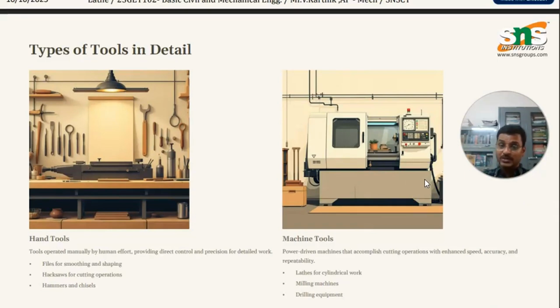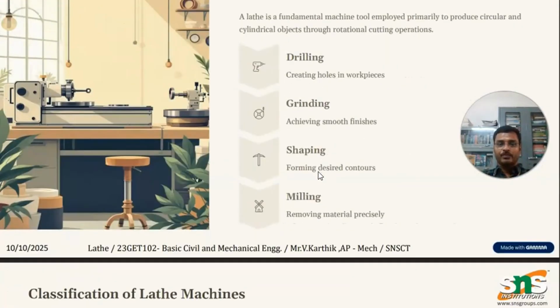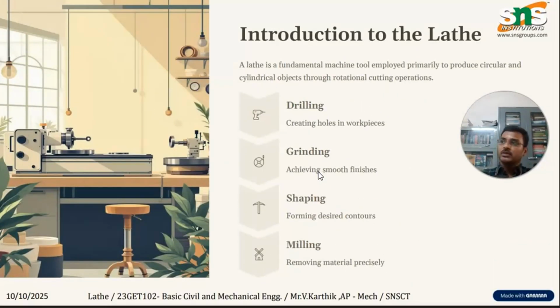which have been used in CAM machines, computer aided manufacturing machines, with the help of the CNC tool. Now we're going to see the introduction to the lathe. What are all the operations we can do in the lathe? Drilling, then grinding, shaping, and milling. Not only these operations can we do, some additional operations also we can do in the lathe. But the main things are drilling, grinding, shaping, milling.